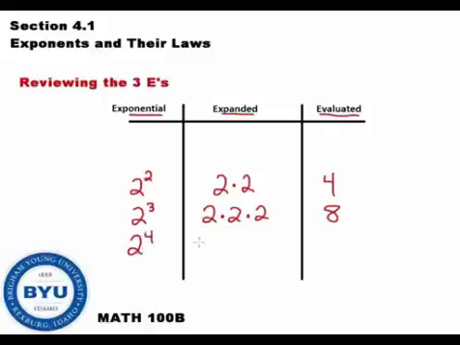2 to the 4th would be 2 times 2 times 2 times 2. That's getting to be more 2's. And we can keep going, of course, and so on. Again, these are just different ways to represent the same thing. In math, we often represent the same values in different ways: exponential form, expanded form, and evaluated form.